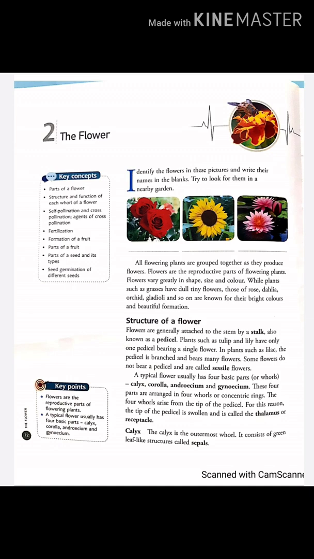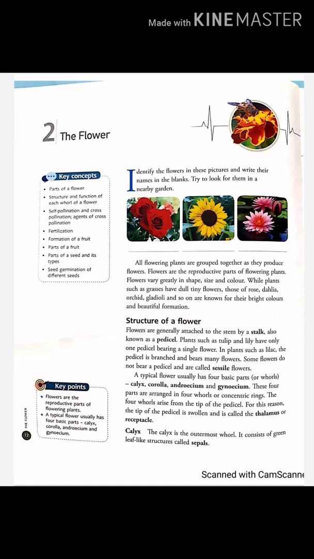Now here are the unisexual and bisexual flowers. Some plants have flowers that have only male reproductive parts or female reproductive parts. Such are called unisexual flowers. For example, papaya. And some plants have flowers that have both the male and female reproductive parts on the same flower. They are called bisexual flowers. For example, rose and hibiscus.